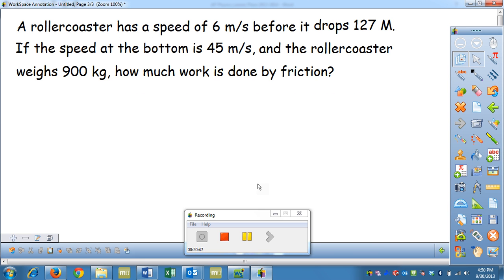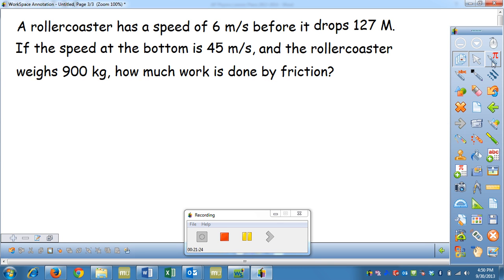Okay, there's your problem. A roller coaster has a speed of 6 meters per second. Going along at 6 meters per second, it drops down 127 meters. If the speed at the bottom is 45 meters per second, and the roller coaster weighs 900 kilograms, how much work is done by friction? Okay, so I would like you to solve this problem. You can pause the video and go ahead and work on the problem. Okay, you all done? Great.